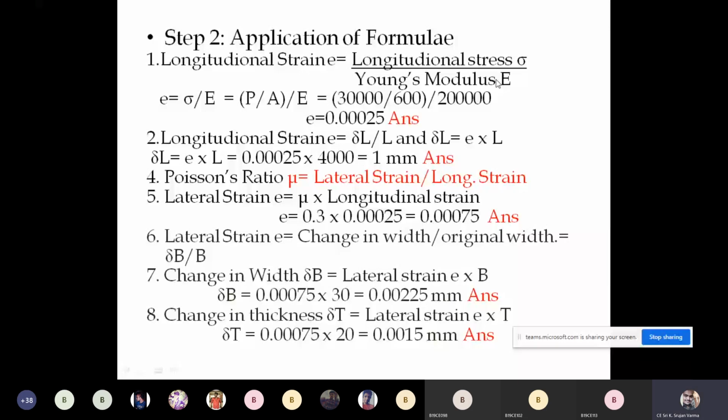Can you identify the mistake? Anyone? Be attentive in the class. Sir, no units.